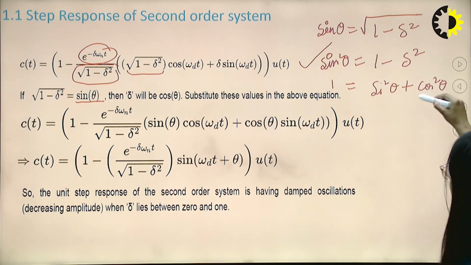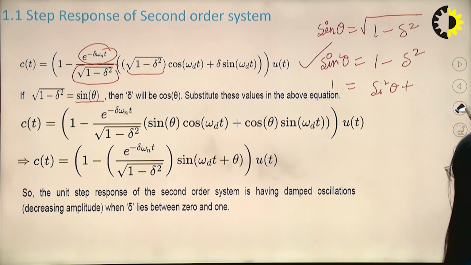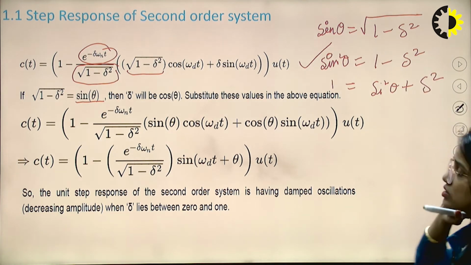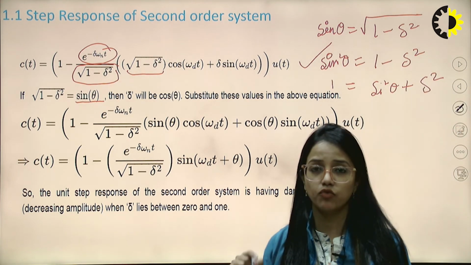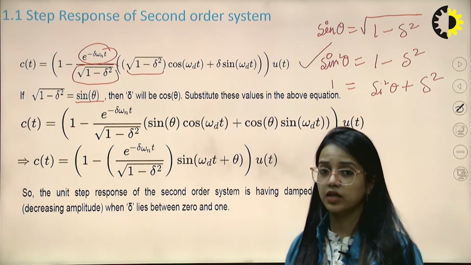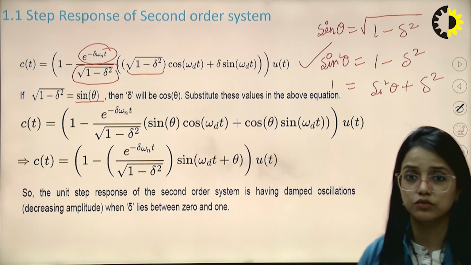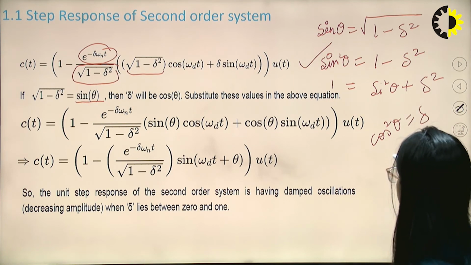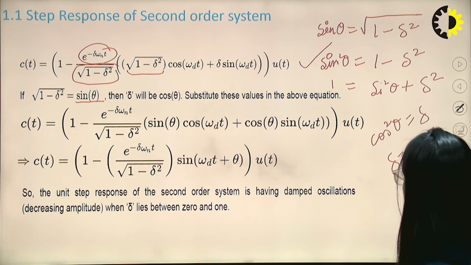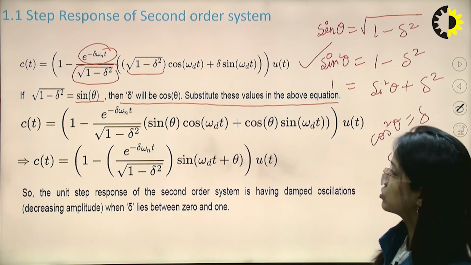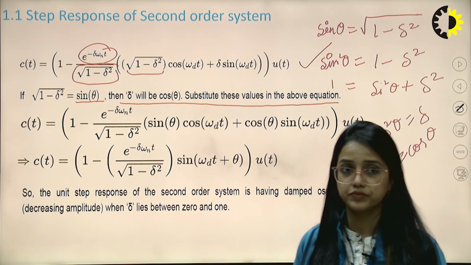for now we write it as zeta square only. So we can compare it with the standard equation, 1 equals sine square theta plus cos square theta equals 1. So from comparing these two, we have cos square theta is equal to zeta square, or we can say that zeta is equal to cos theta. Then cos theta can be substituted wherever you have zeta.